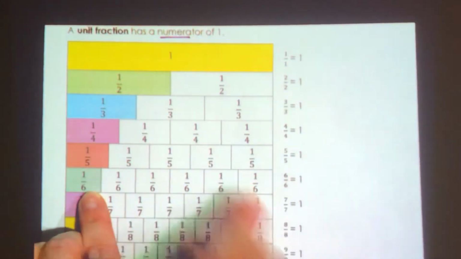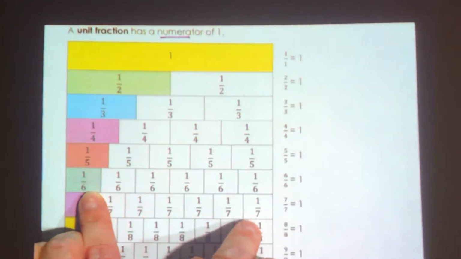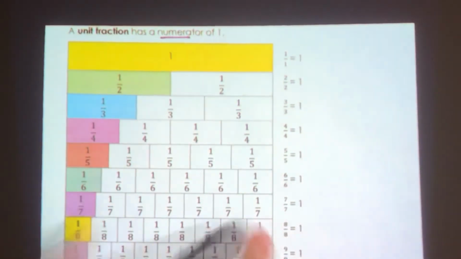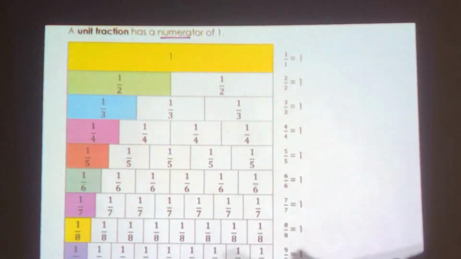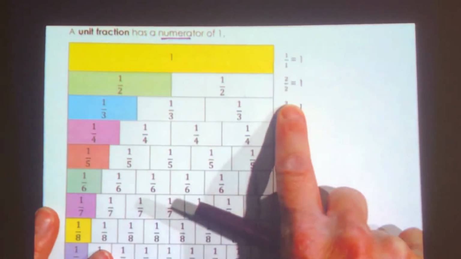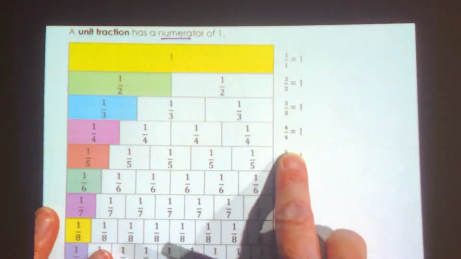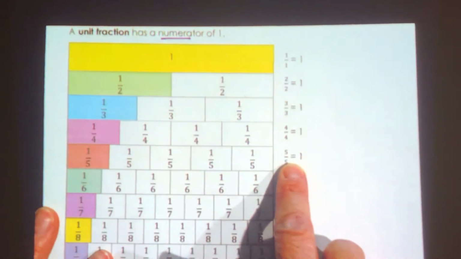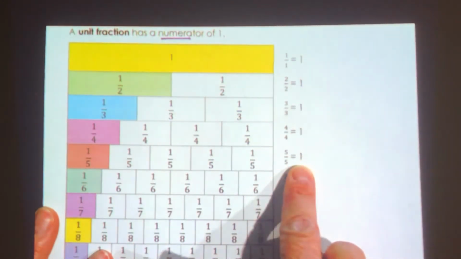So that denominator tells me how many pieces the whole is being broken up into. The more pieces I cut the whole up into, the less you're going to get. So that's a really good pattern to be able to see. And also, I'm hoping that you notice along the side that every single one of these, when the number is over top of itself, is equal to 1 whole.